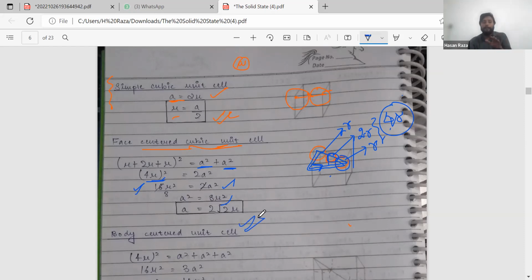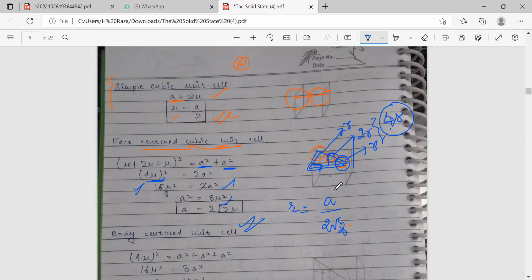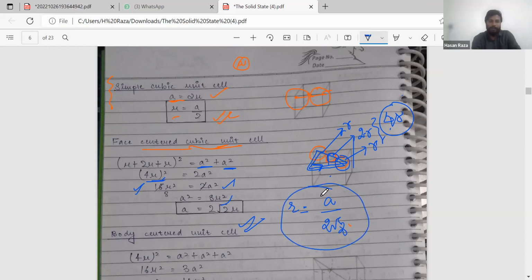So we need to focus on the relation between A and R in FCC. The relation can also be written as R is equal to A upon 2 root 2. And if there is an answer like this, that is correct. But generally, when we have a root number in the denominator, we rationalize. So can you tell me after rationalization? Okay. Just rationalize it and let me know.